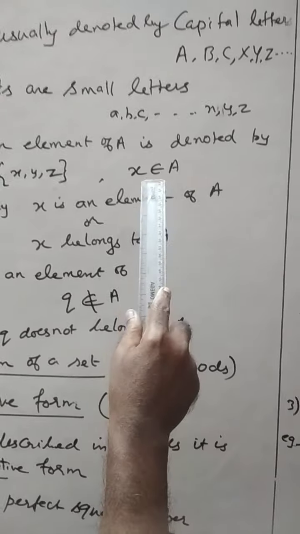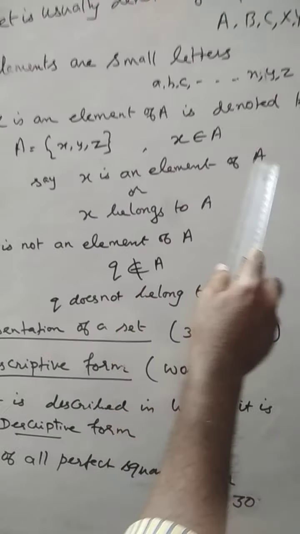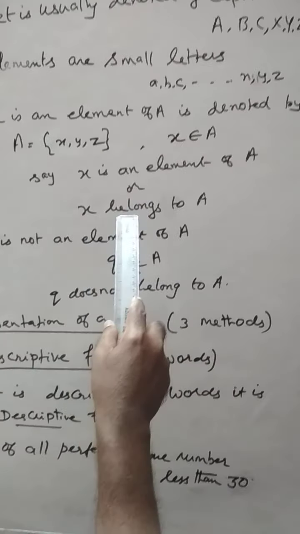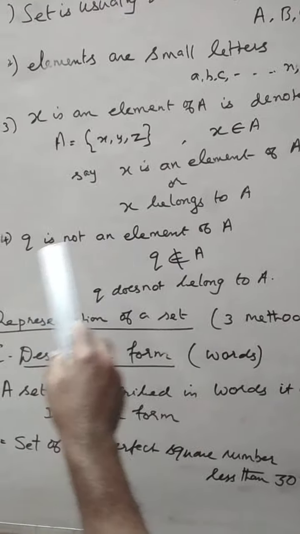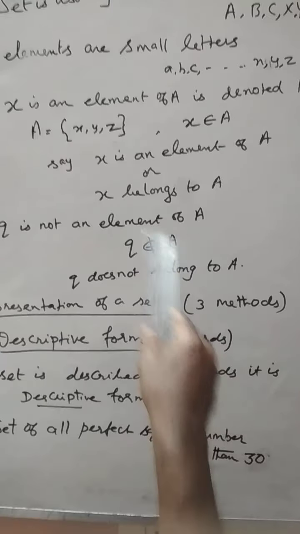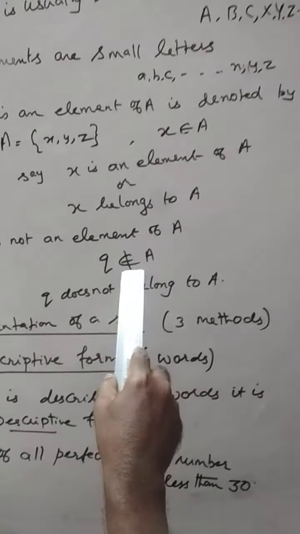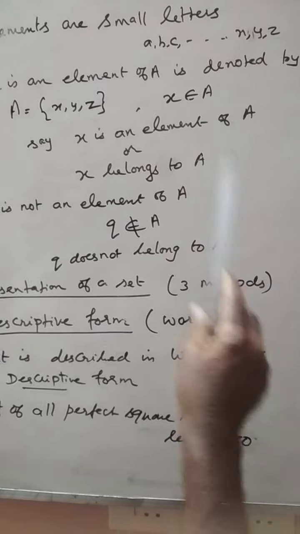X belongs to A. We read this as X is an element of A, or we can say X belongs to A. Q is not an element of A. We write this as Q does not belong to A. This symbol means belongs to, this means does not belong to A.